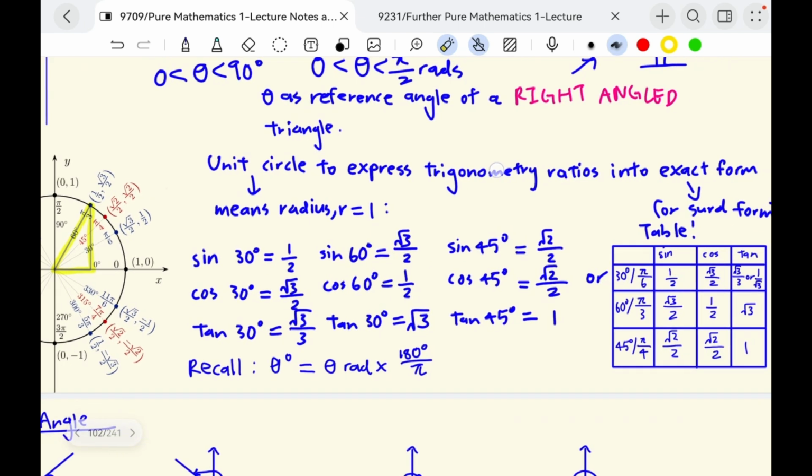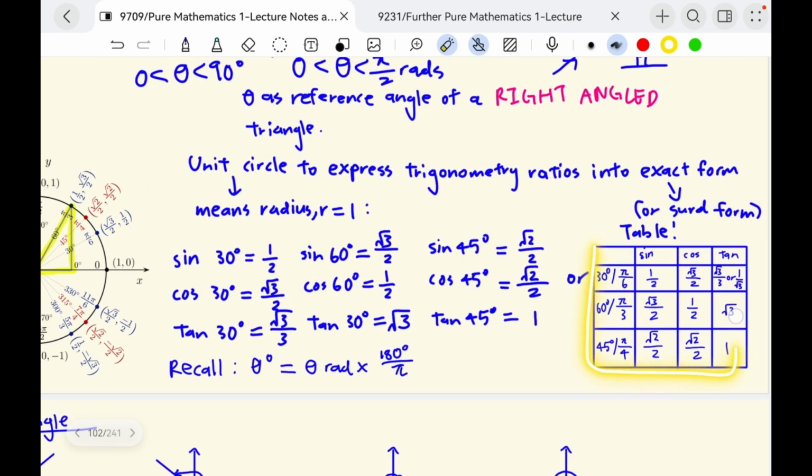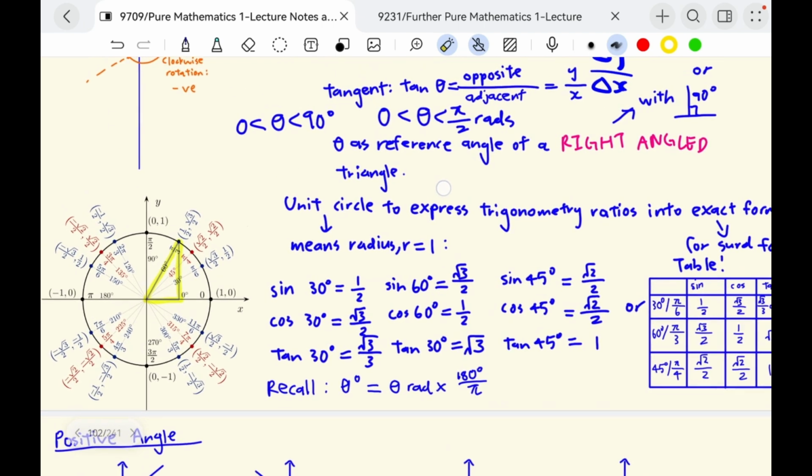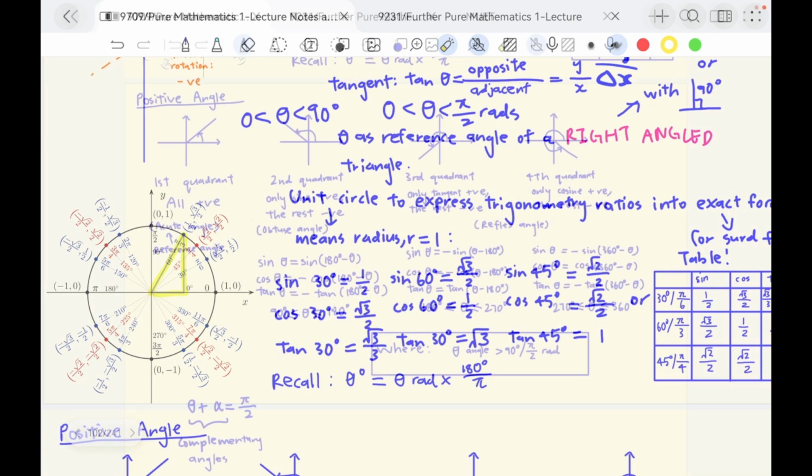Alright, so anyway, I have summarized the tables for you to memorize because this does not exist in your MF19. Be sure to memorize all of this. This benefits you in your Trigo exams, especially when you have to prove the Trigo identities. Okay, let's move on to the positive angles.